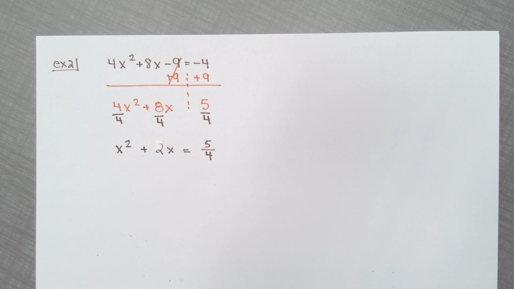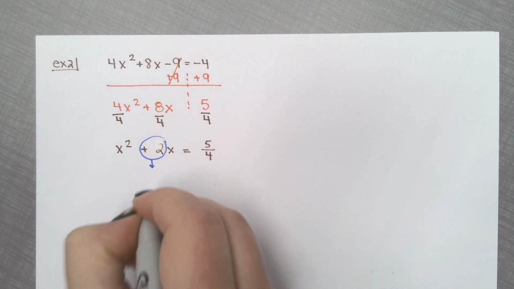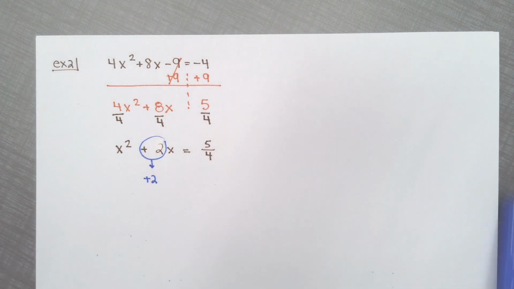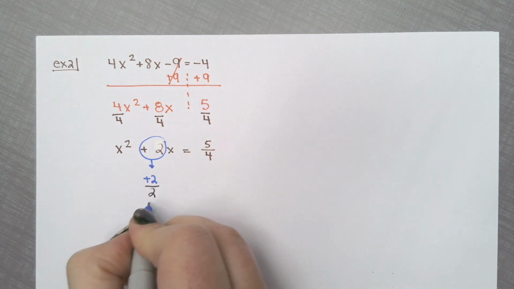Step number 3 is to complete the square. We're going to take our b value. Again, draw the arrow pointing down. We have a positive 2. Again, just divide by 2, not because it's 2 on top, just because we're dividing always by 2.